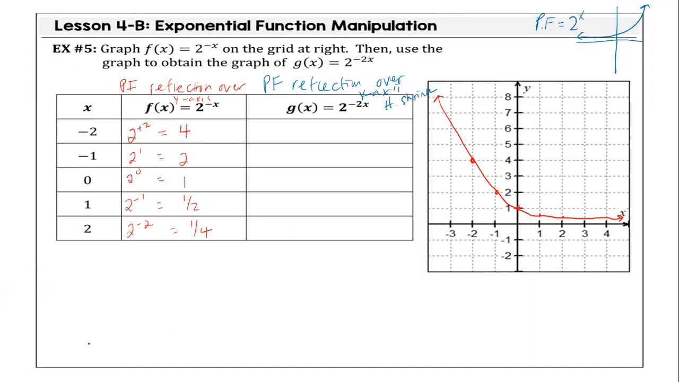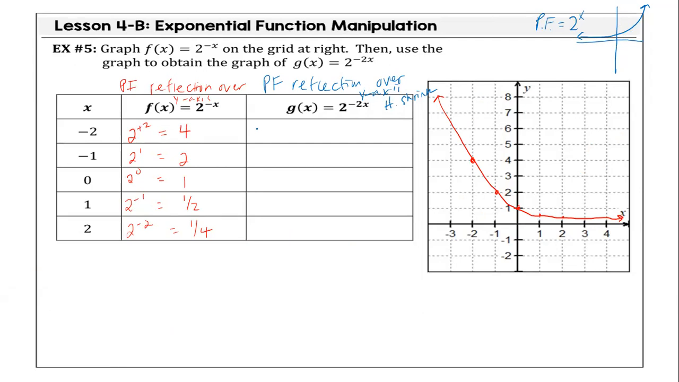Anyways, here we go. All right, same thing here. Do we see how our parent function was reflected? So here's your parent function and it's reflected, okay? At this point, you should have a general idea of what most parent functions look like and where they begin, okay? So this one, it's going to be a horizontal shrink.